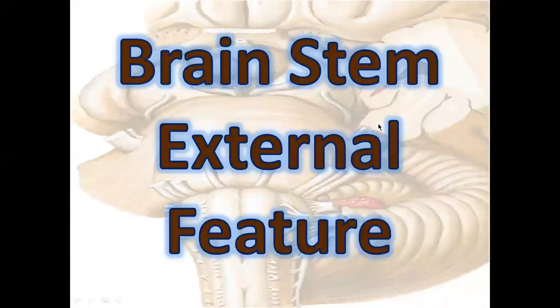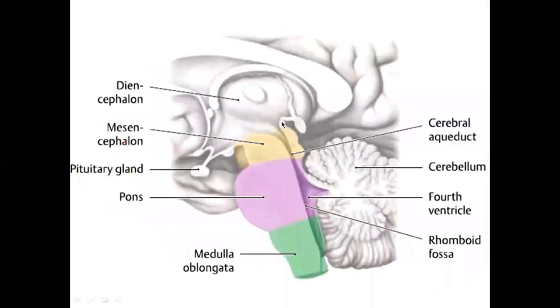So which are the parts of the brainstem we have? In the brainstem, we have three parts from below upward: medulla oblongata, pons and midbrain. Okay, now here we can see from below upward, this part is the medulla, this is the pons, and this is the midbrain.